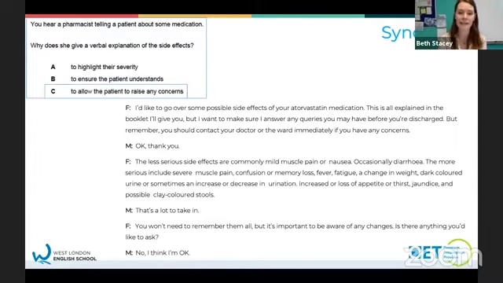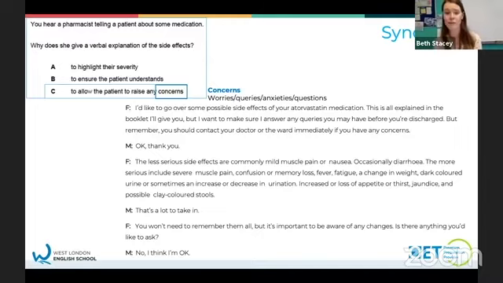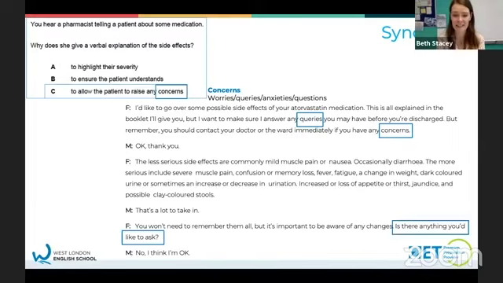So if we look at C, we might want to look out for synonyms to do with concerns. Concern means a worry, a query, an anxiety. And we have the word queries here, concerns. And that question that I just mentioned, is there anything you'd like to ask? Now, the answer to this question is C, to allow the patient to raise any concerns.